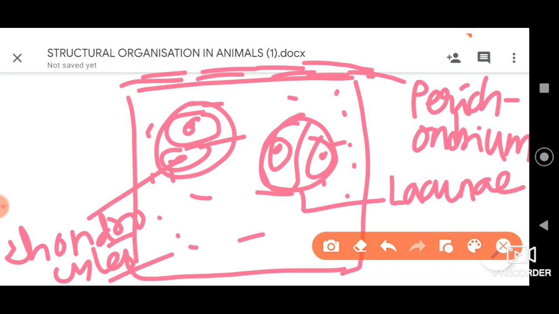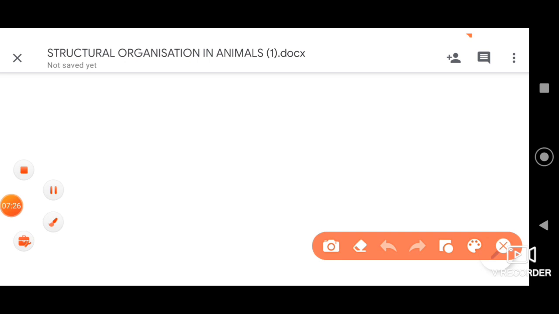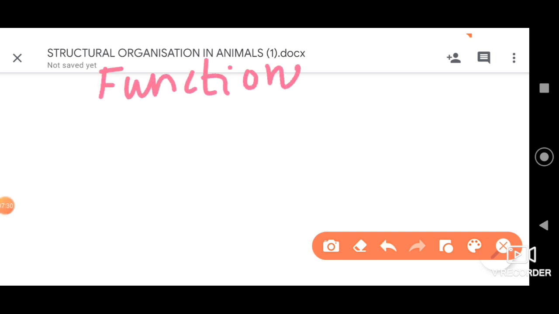So note this. This is what you can find. These cells are highly distributed. So this is what the hyaline cartilage also looks like. Coming to the functions of hyaline cartilage, let me tell you, dear students, that it performs 4 major functions.